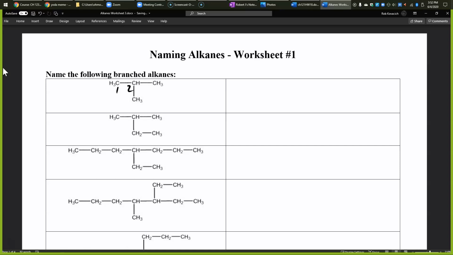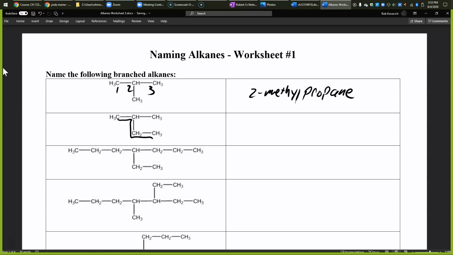So 1, 2, 3. So what kind of molecule is this root? Is that 2-methylpropane? Well, the root is prop because the longest carbon chain is 3. It's all single bonds, so the suffix is ane, and then the attachment is exactly what you said, 2-methyl. So again, dashes between numbers and letters. Okay, so what's the longest carbon chain in the next one?